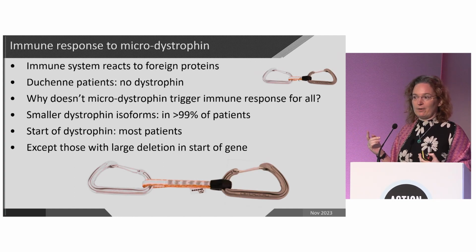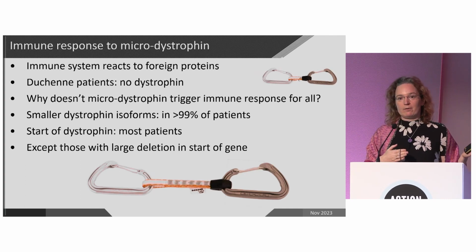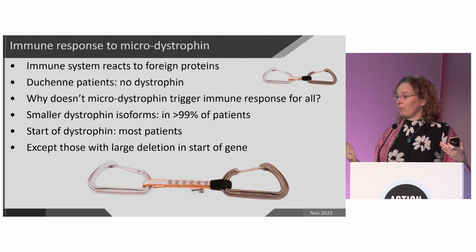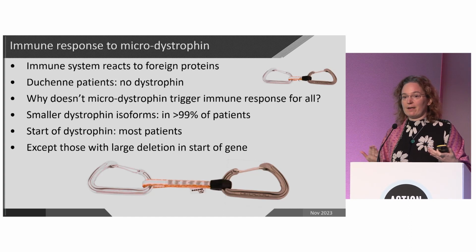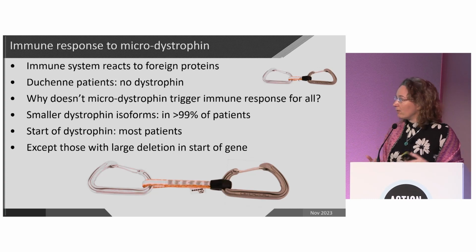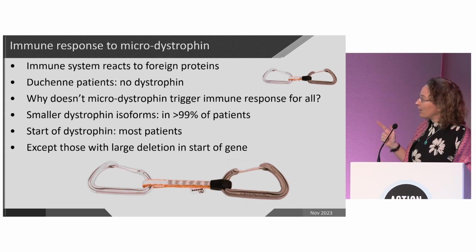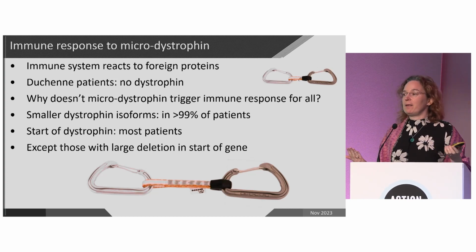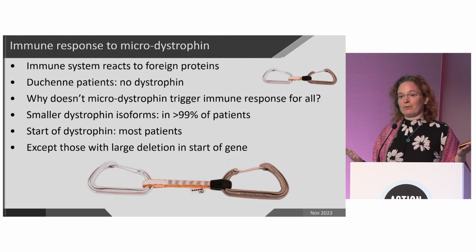And why is that? Because I just said Duchenne patients don't make dystrophin, and we know the immune system will respond to proteins that are foreign. So if Duchenne patients don't make dystrophin, and now suddenly cells start to make microdystrophin, you would expect that the immune system would attack for all the patients. That's not what's happening, and that is because when I say they don't make dystrophin, I mean they don't make dystrophin in the skeletal muscle and the heart.